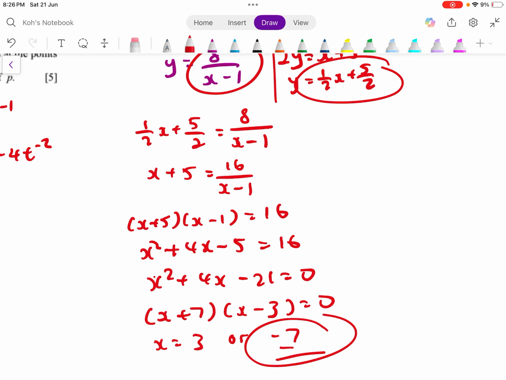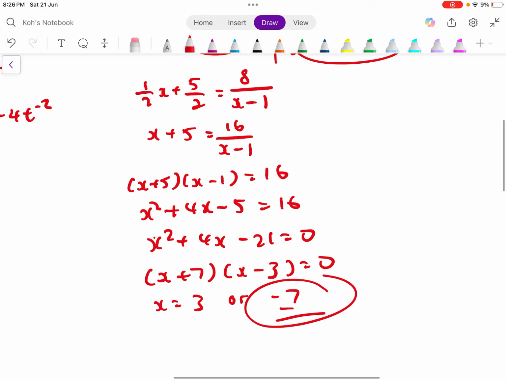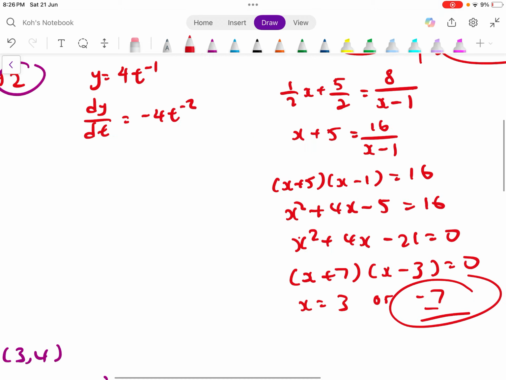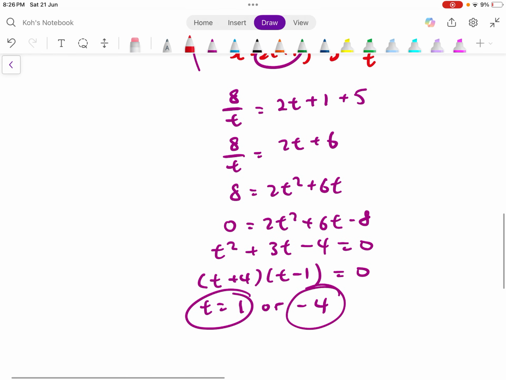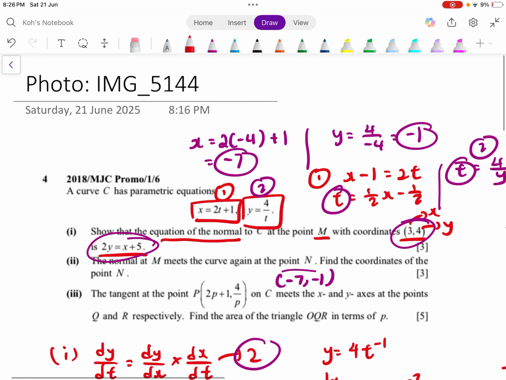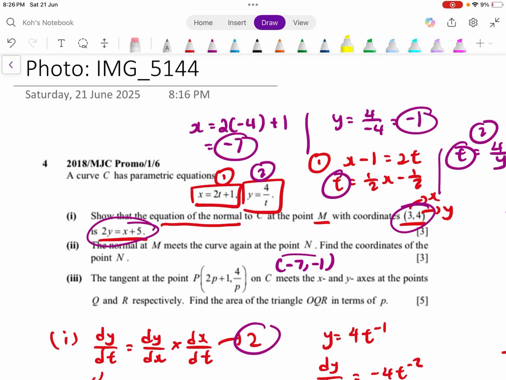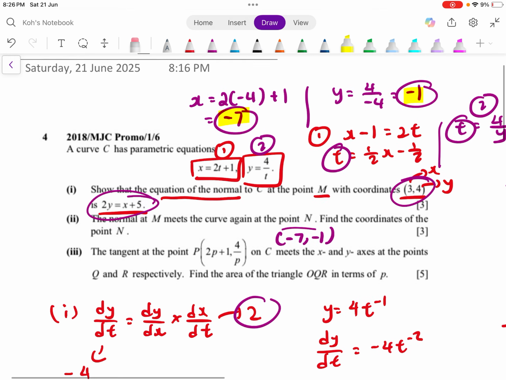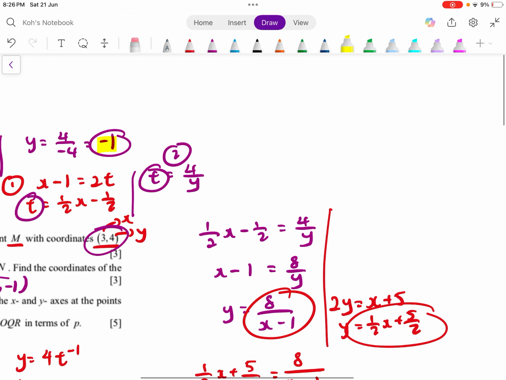I just want to show you that there are two different ways. If it's very hard to convert to your Cartesian, maybe you can just do the normal way. Just sub inside and you should get the same result. Negative 4 you sub inside, you will get the x coordinate to be negative 7. After you sub x equals negative 7, you can get the y coordinate. For this question you can also do the Cartesian and still get the same result.